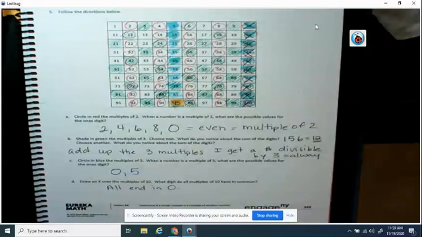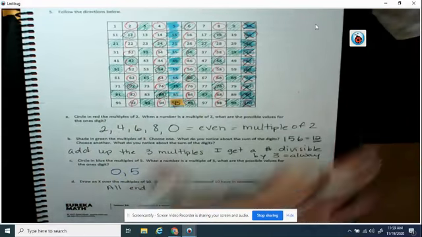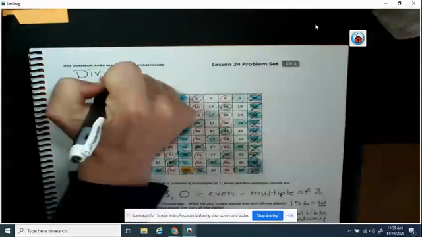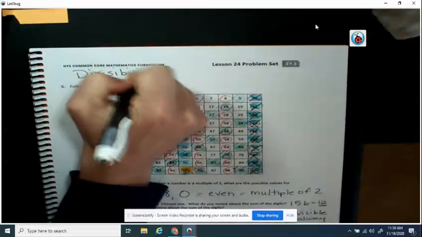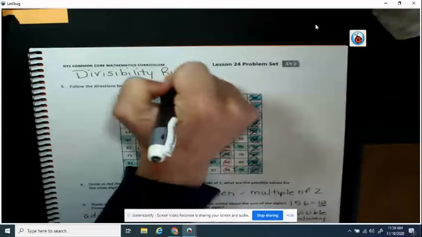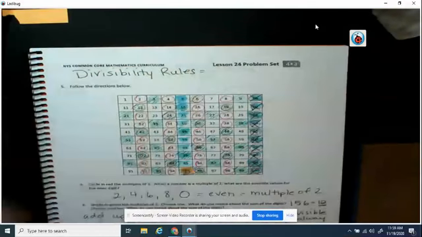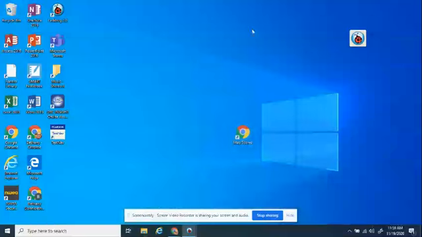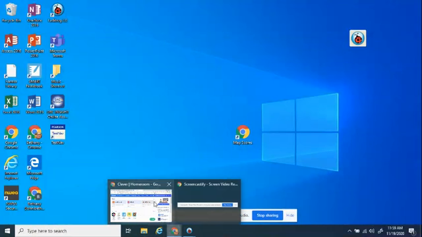Okay? So what we're doing here, the reason we're doing this is we're creating some rules. And these rules are called divisibility rules. Okay, so rules so that I know whether something is going to divide by something or not. So I'm going to go to Google real quick and then we'll come back to that.